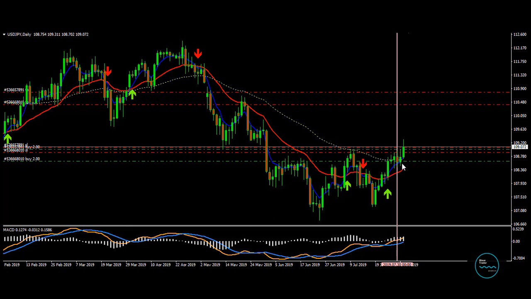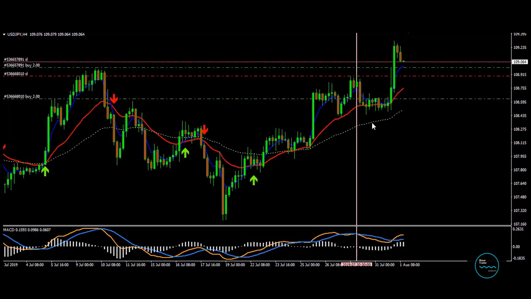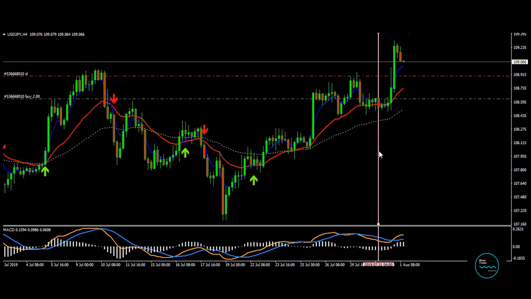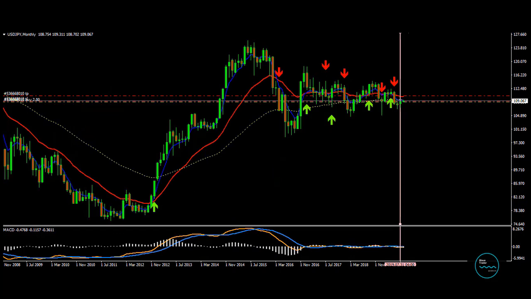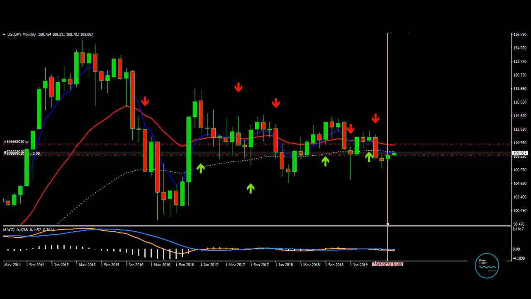So let me walk you through what I decided to do. I saw this on the 4-hour chart. Actually, I think it was somewhere around here. Yeah, somewhere around here. So when I came to the 4-hour chart, I decided to do a top-down analysis. So I went to the monthly chart and I had a look. Let me just increase it right here.